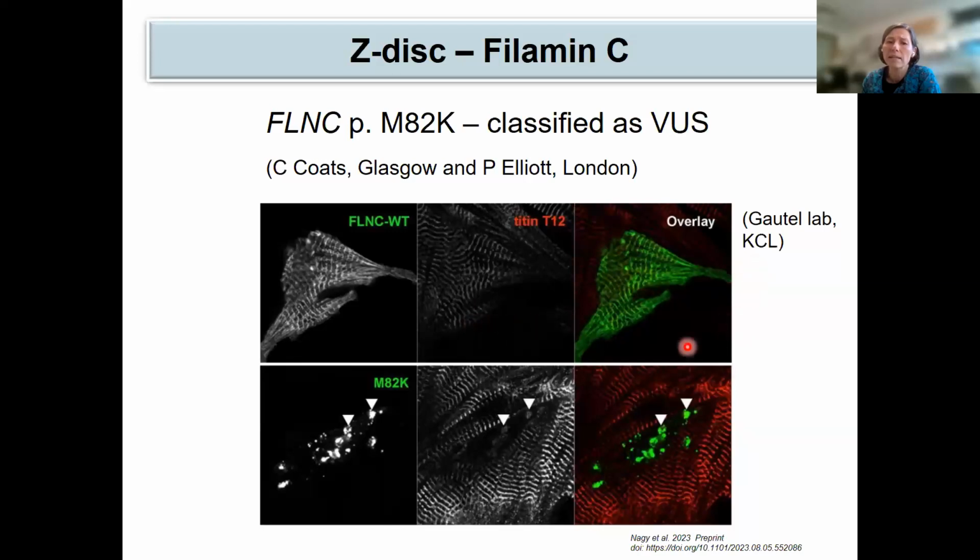But then if you look into biochemical data, and here localization in transfected cardiomyocytes, work by Matthias Gautel at King's College, you see definitely abnormal properties of this molecule. And this is basically where we need the basic science tools to try to make sense out of variants that are currently classified as variants of unknown significance.